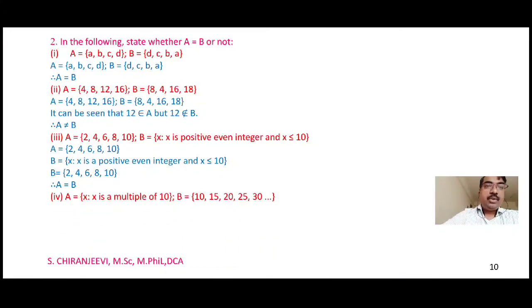Fourth one, A equal to X such that X is a multiple of 10. B equal to 10, 15, 20, 25, 30. So X multiple of 10, you will be getting 10, 20, 30, etc. But B has 10, 15, 20, 25, 30, where 15, 25, etc. are not in set A. So A is not equal to B.